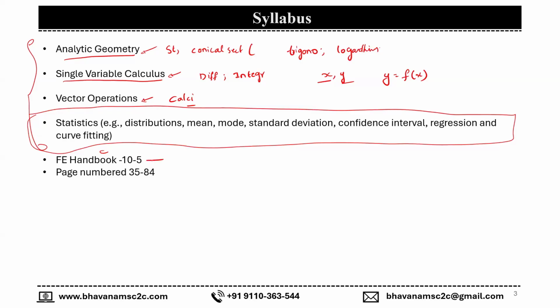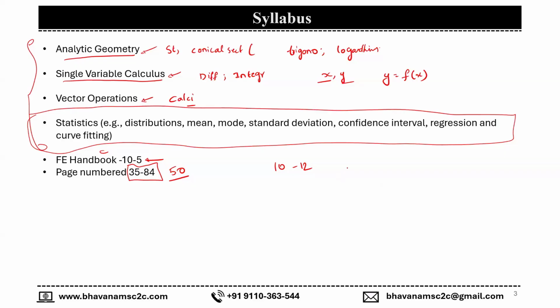Now you have to refer to handbook 10.5. There is no major difference between 10.4 and 10.5 as far as I see. Just a few pages have changed. The page numbers for the math part are 35 to 84. Though the count is close to 50 pages, you won't be using all 50 pages for math, but barely 10 to 12 pages out of all the 50 pages.